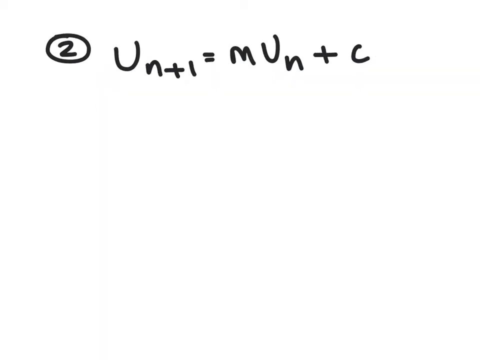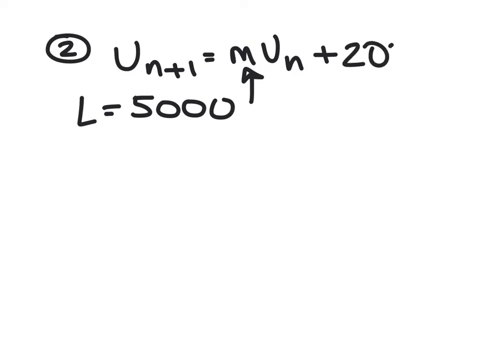Question, recurrence relations. This time we're told that the limit is equal to 5,000. So we know what the limit is, which is a wee bit different to normal, because normally that's what we're finding. And we've got to work out the value of m. We're also told in the question that the value for c is 200. So let's put that in there.